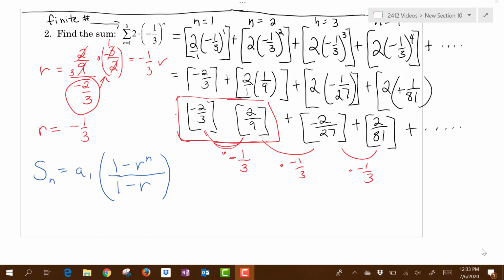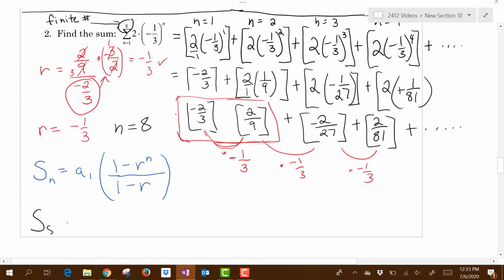Alright, so let's use our formula. The n value is the number of terms we're looking to add together, and that's at the top of that sigma notation. We're asked to add the first 8 terms of the sequence together. So our n value is 8.